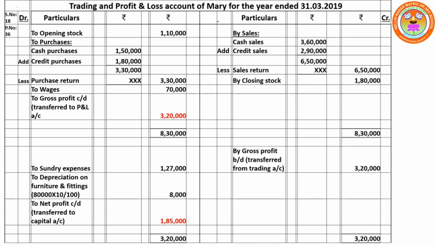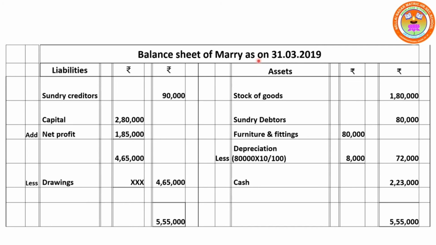Then the next step, we have to prepare the balance sheet. Balance sheet of Mary as on 31st March 2019. Create assets and liabilities columns. Now look at that. Two date details are given in our question. Take the second date detail because at year end we are preparing the balance sheet. So use the second date detail. Stock of goods 1,80,000. Then sundry debtors, in the question it is a missing figure. So we have already found the amount under the total debtors account. So bring the amount here, 80,000.